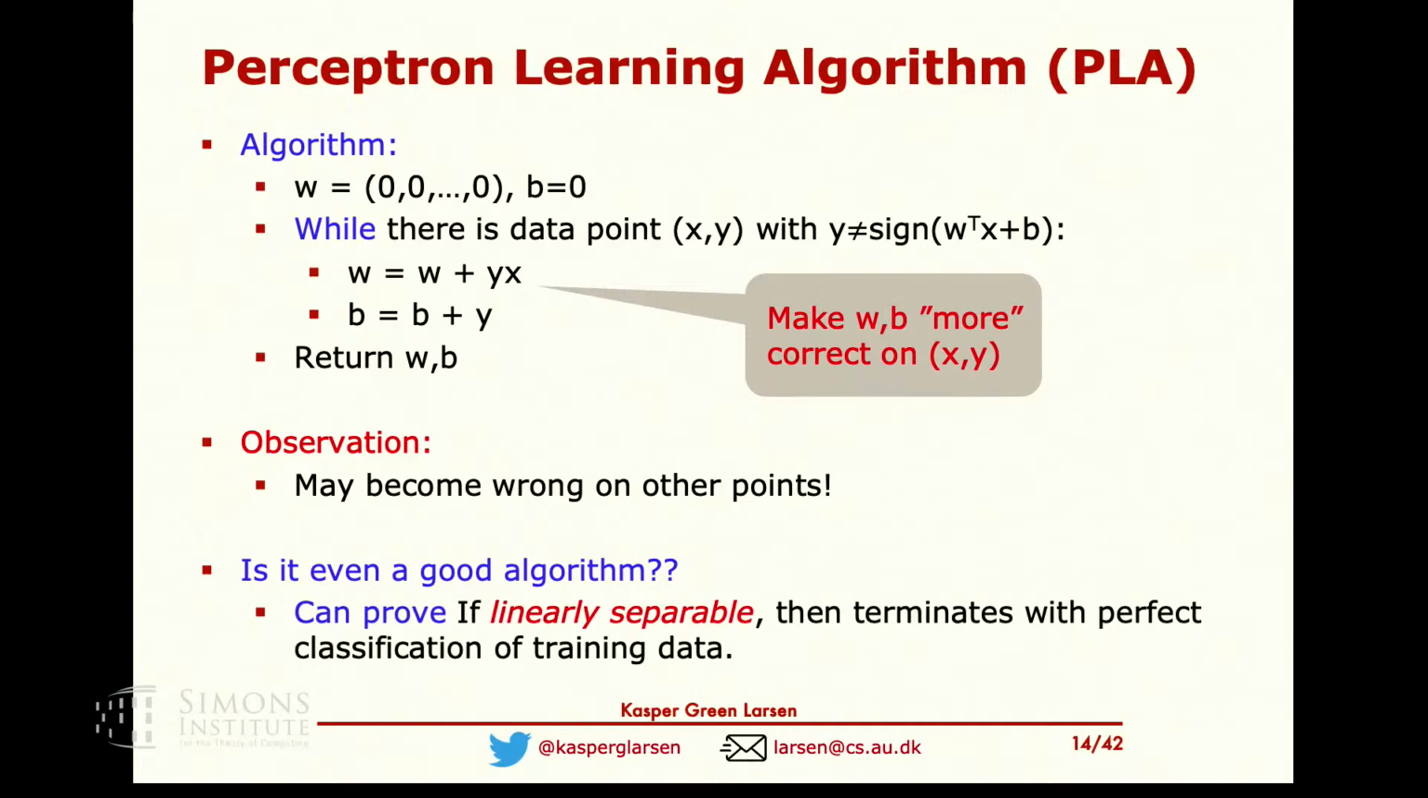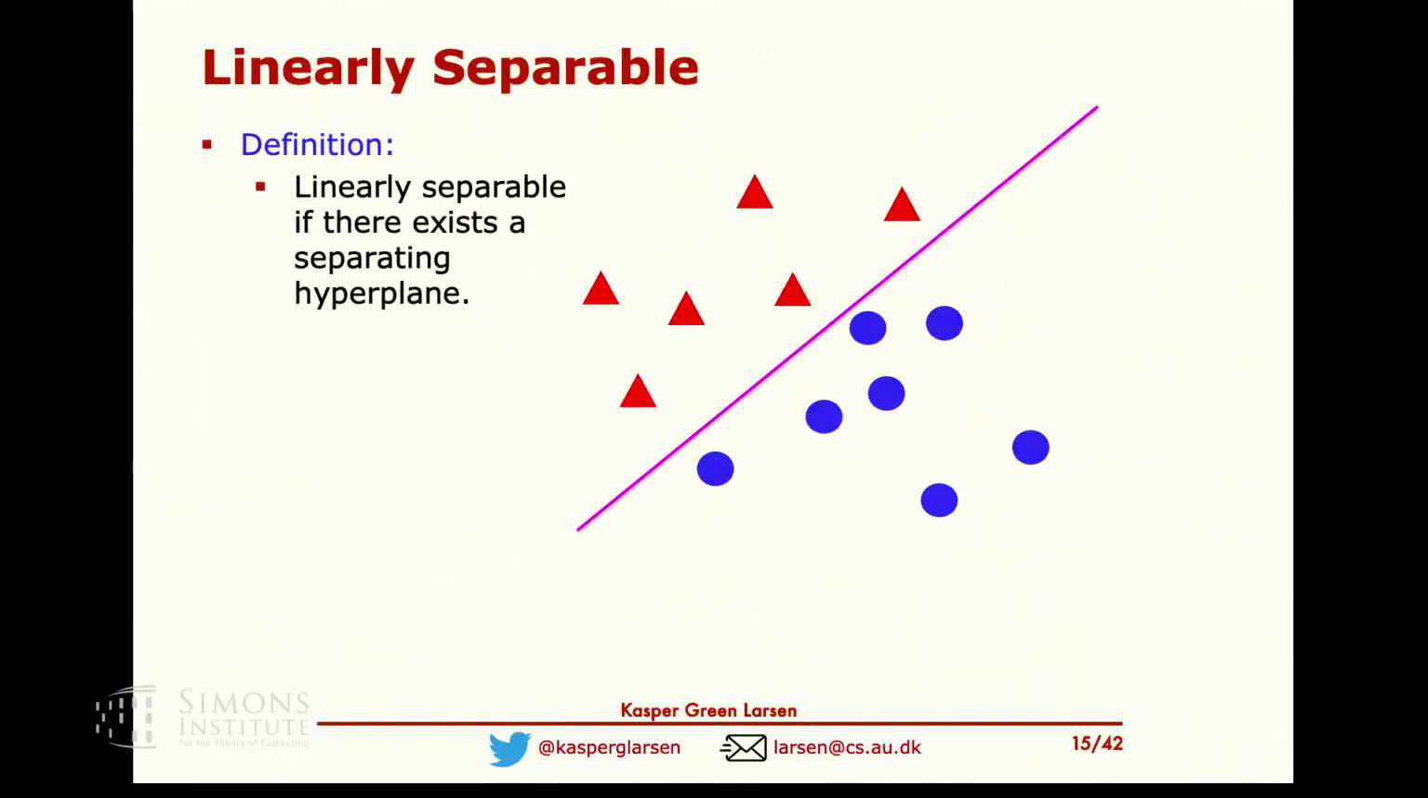And this is not obvious, but you can prove that if the data is linearly separable, meaning that there is a hyperplane that perfectly separates the data, then eventually, if you run it long enough, you're going to find a separating hyperplane for this data. And this is not trivial to prove. So linearly separable just means that it's possible to draw a hyperplane that nicely separates the two classes. So this is linearly separable.